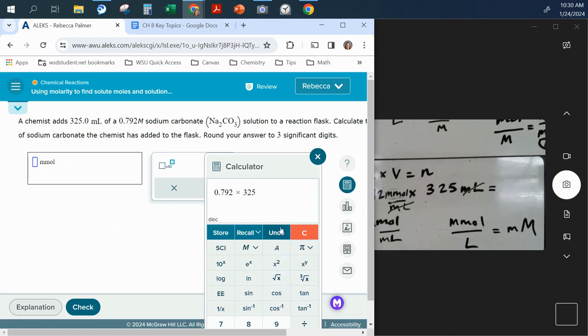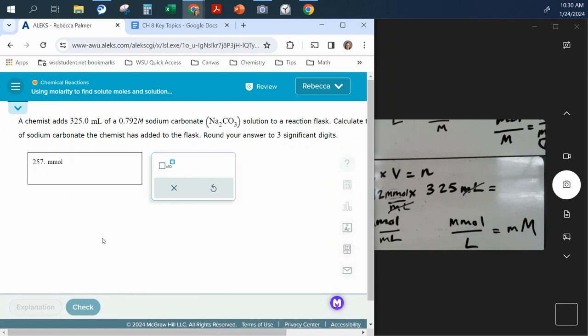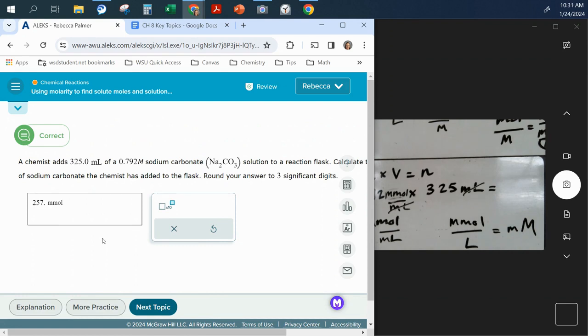Okay. Let's check, make sure this is right. Both of my numbers, I'm going to practice. This one has 4 sig figs. This one has 3. So I am going to go with the lower number. This one's going to have 3 sig figs. 257 millimoles. Let's check. Make sure we got that. Okay. Questions on this one?